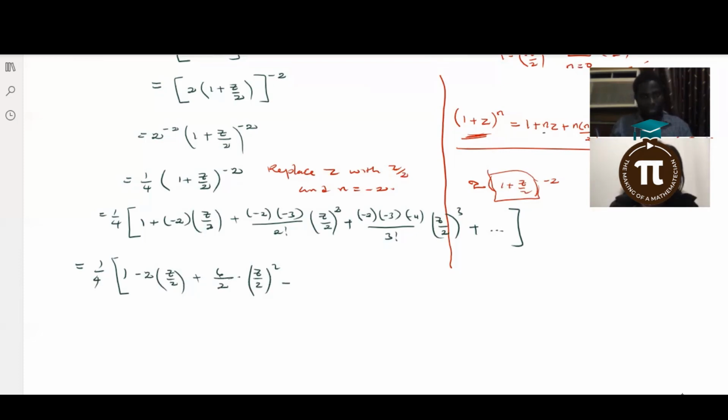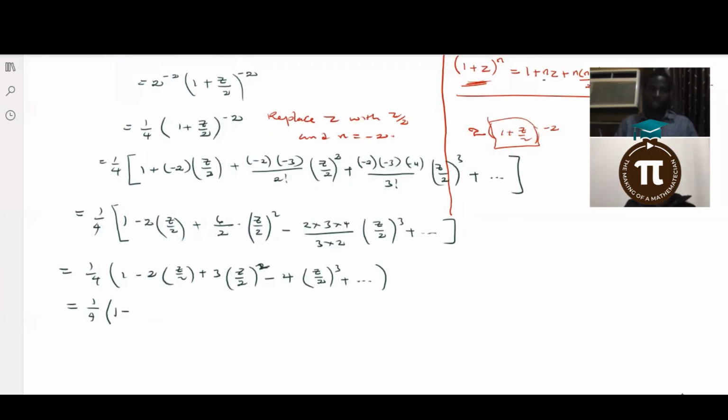Minus 2 multiplied by 3 multiplied by 4 over 24, z over 2 cubed. Are you getting my point? I am, yeah. So at the end of this, this is 1 over 4, open the bracket, 1 minus 2 multiplied by z over 2. So don't expand completely. So you see what we get here, isn't it? I have 1 over 4, 1 minus 2 z over 2 plus 3 z over 2 squared minus 4 z over 2 cubed.